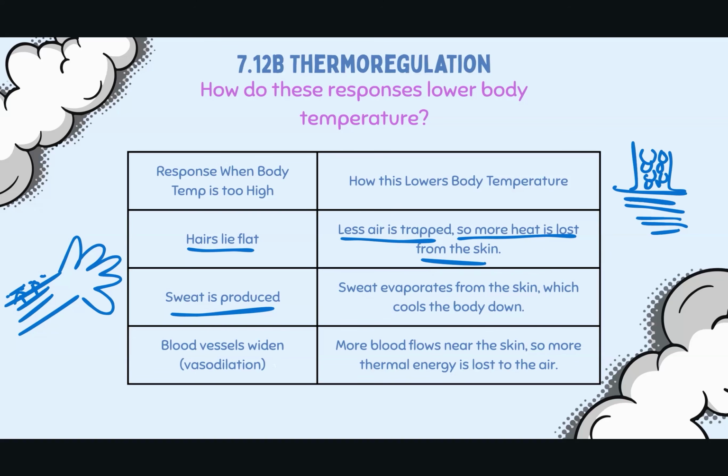Blood vessels widen, so that's vasodilation. That just means more blood vessels are near the skin, so more thermal energy is lost to the air. And this goes alongside the sweat. Because the blood vessels are closer to the skin, there's more heat energy towards the surface that will heat the water up in the sweat.